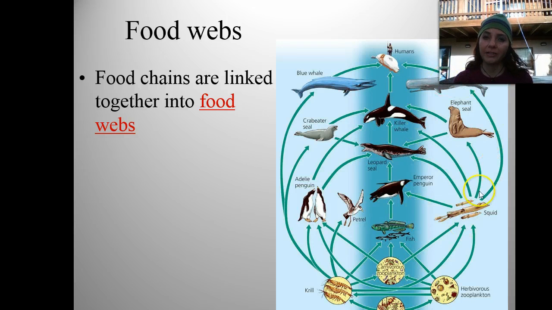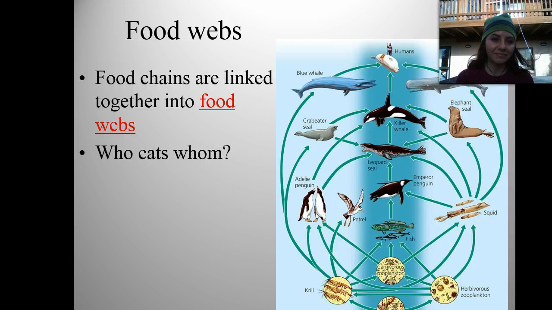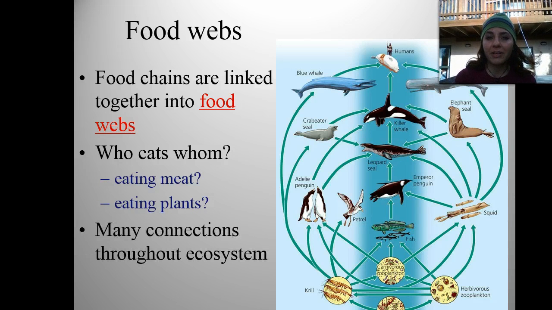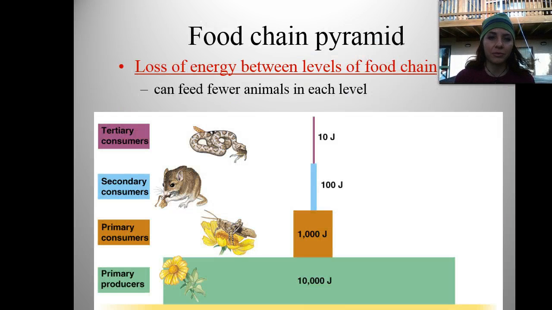What I would like for you guys to do in your journals right now is come up with 4 other food chains that you can find within this food web. And make sure you bring it to class, because I am going to be checking those food chains that you get out of this massive food web. So again, it tells us who eats whom. Are you eating meat? Are you eating vegetables and plants? So there are many connections throughout all of the ecosystems.